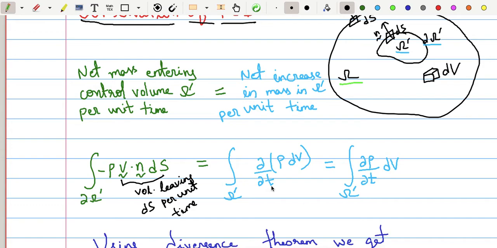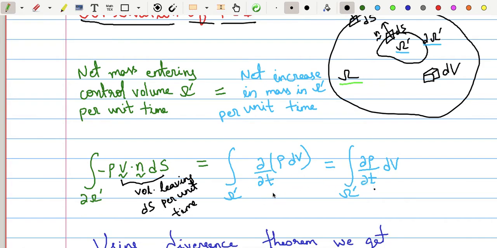Now, does dV change with time in the control volume approach? No, dV does not change with time in the control volume approach. So in this integral, dV comes out of the derivative and you end up with the partial derivative of density with respect to time.